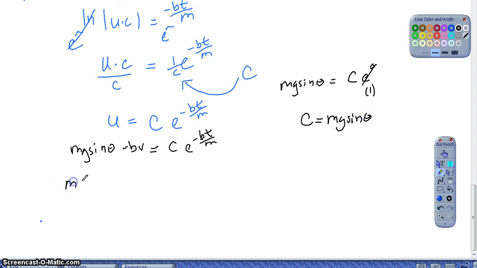So I have mg sine theta minus bv equals mg sine theta times my exponential function. I'm plugging in for c here, mg sine theta, times e to the negative bt over m. Now you still have to solve to get v by itself, but I will trust that you guys can do that on your own.